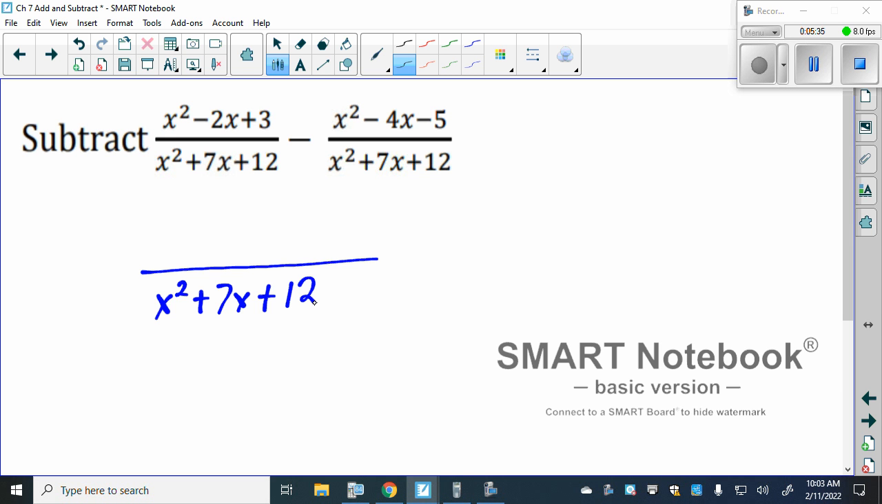So when we're subtracting, the first numerator is going to stay the same. The x squared minus 2x plus 3 is not going to change. But we know that everything in the second one, the one that's being subtracted, the signs are all going to flip, because we are subtracting x squared. And we're also subtracting a negative 4x, which would make it plus 4x. And subtracting negative 5 will make it plus 5.